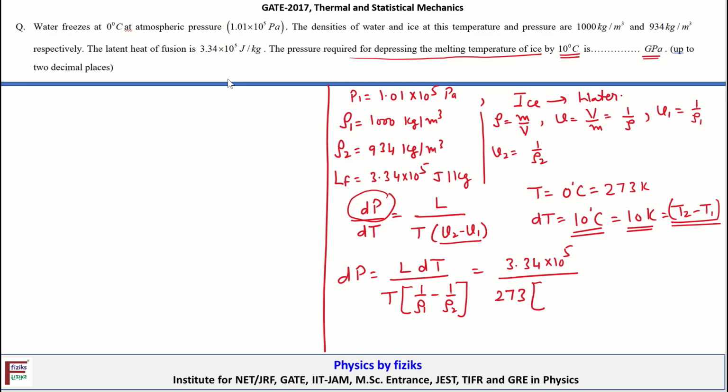So V2 is how much? V2 is 1 upon rho 2, so 1 upon 934, minus 1 upon rho 1, that's 1 upon 1000. Okay, so we have to solve this.